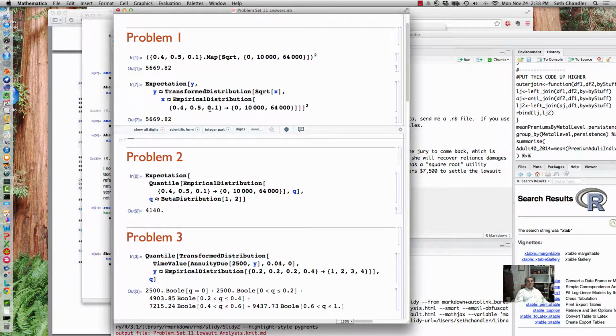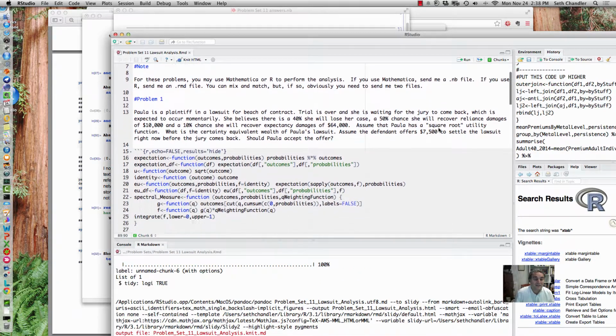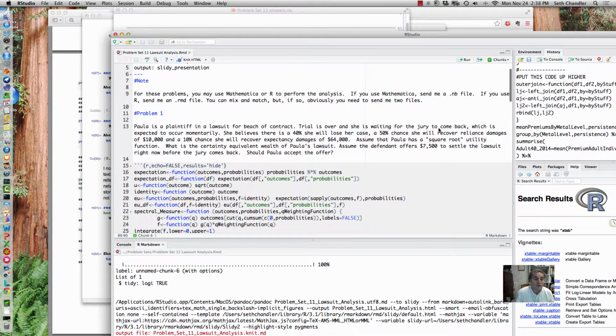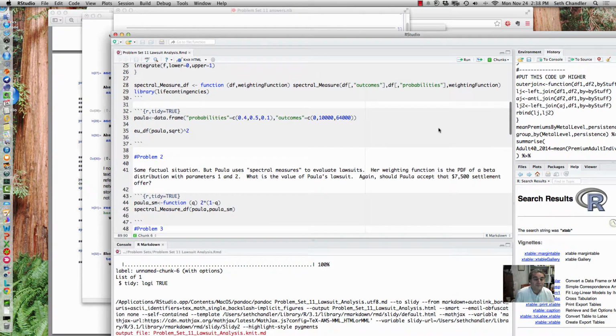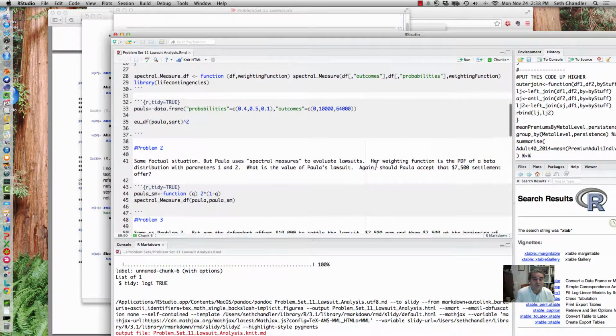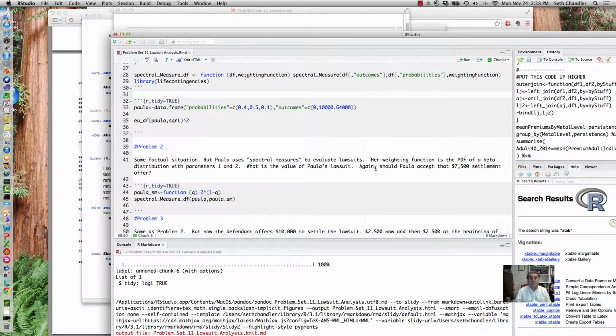All right, and one of the reasons I say it's the right way is because you can sort of immediately move into figuring out things like the spectral measure. So we learn here that our friend Paula uses spectral measures, and her weighting function is the PDF of a beta distribution with parameters 1 and 2.